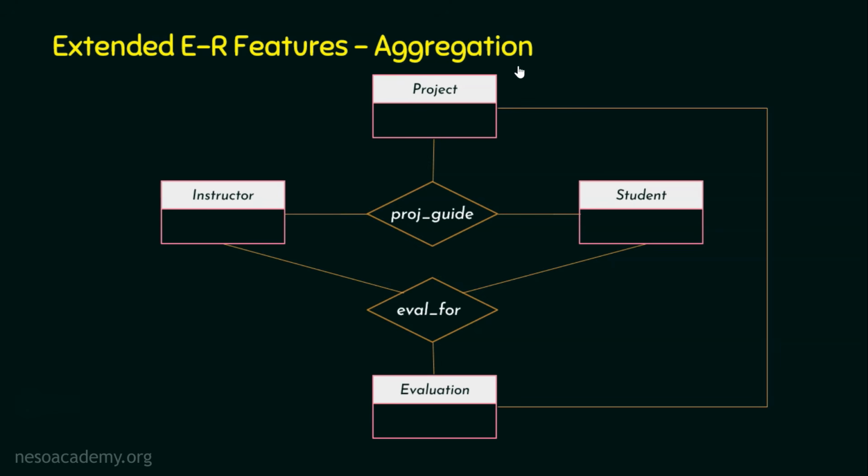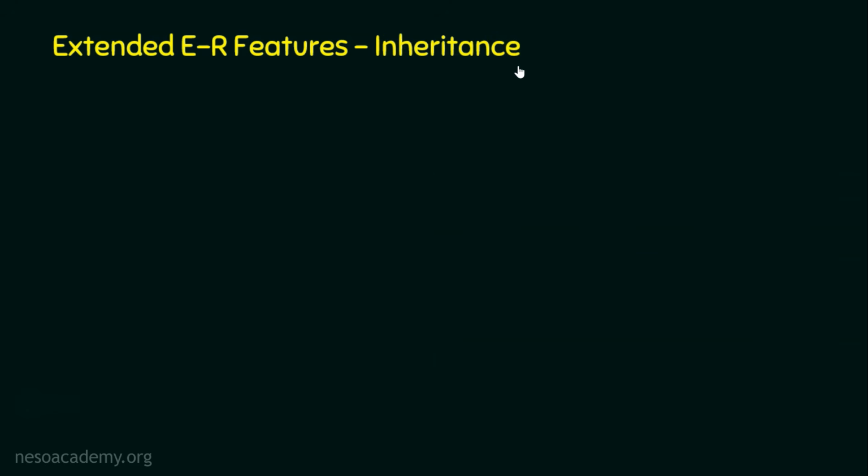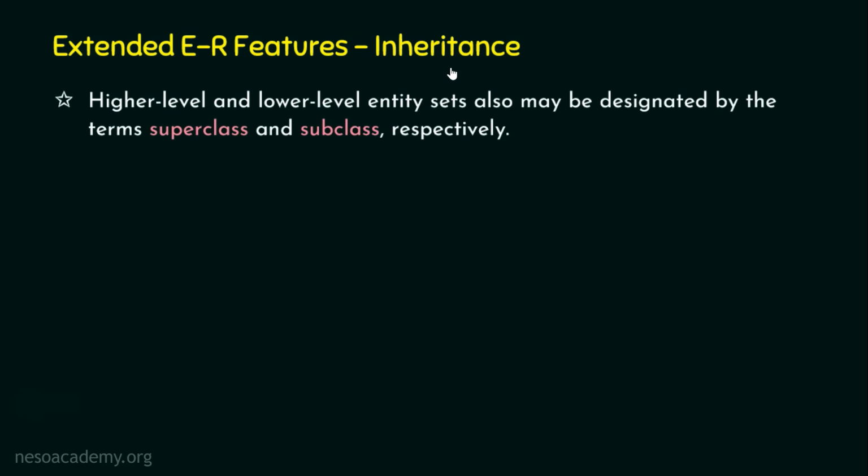Before we sign out, I wanted to throw some light on inheritance. Basically, inheritance is a concept of object-oriented programming, or I would say it is a feature of object-oriented programming, where the higher level and lower level entity sets may also be designated by the terms superclass and subclass respectively. We can call them the parent class or the child class, or superclass or the subclass.